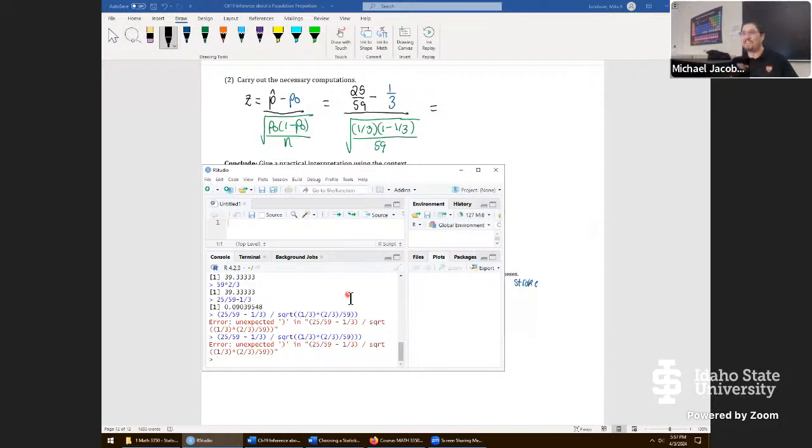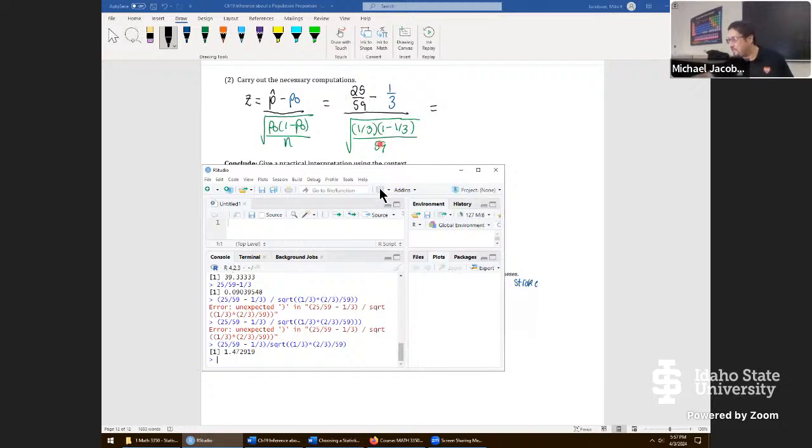It was all going so well up to this point. Sometimes when I make a mistake in RStudio, this is literally what I do. Let me know if you find the mistake, but because I made the mistake, it's invisible to me now. You're probably better at finding it than I am. I'm just going to try to retype it and hope I skip over that mistake. 25/59 minus 1/3, divide by square root of 1/3 times 2/3 divided by 59. And that time it worked without a problem.